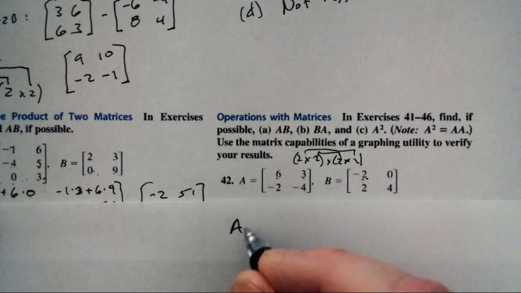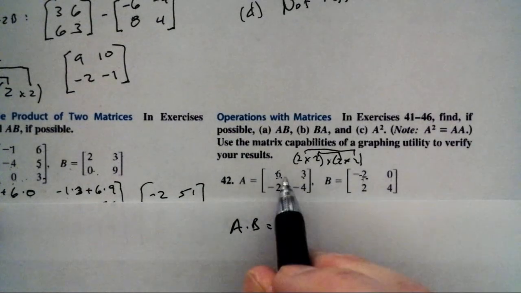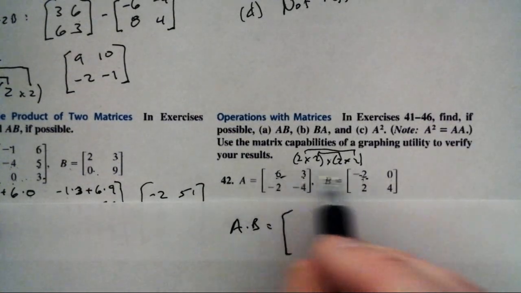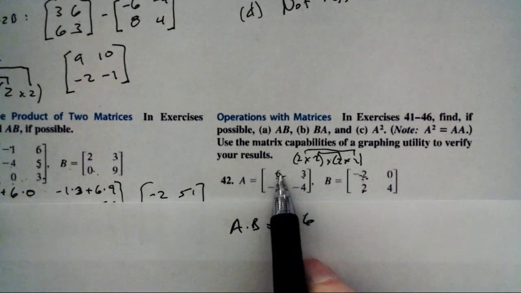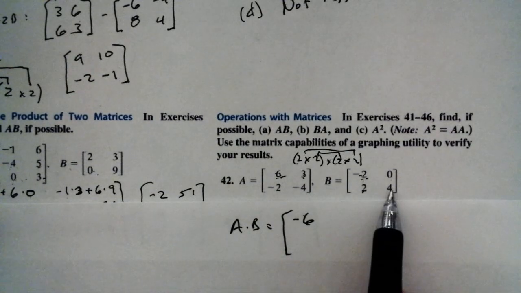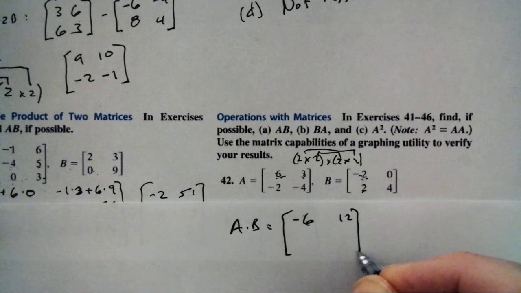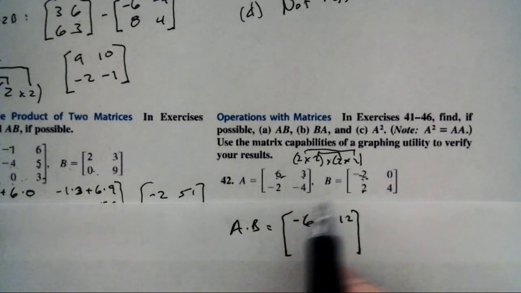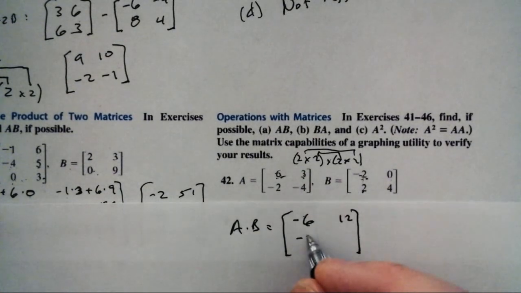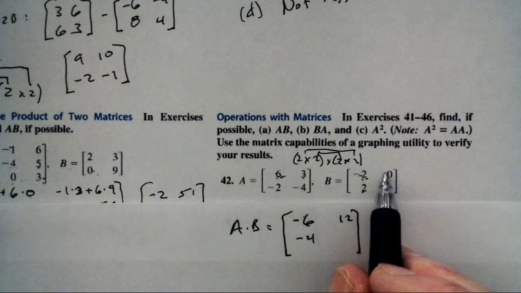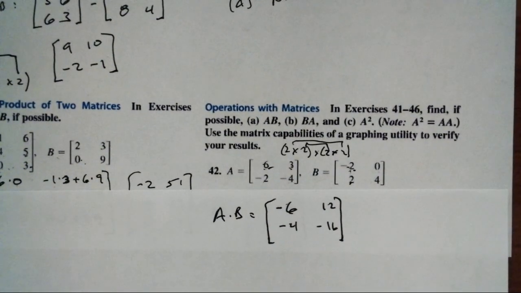Let's do this one in our head. A times B. We get -12 and 6, -6. Here we get 0 and 12. Row 1, column 2, 0 and 12. Here we get 4 plus -8. Row 2, column 1, 4 plus -8, -4. And 0 and a -16. So there's AB.